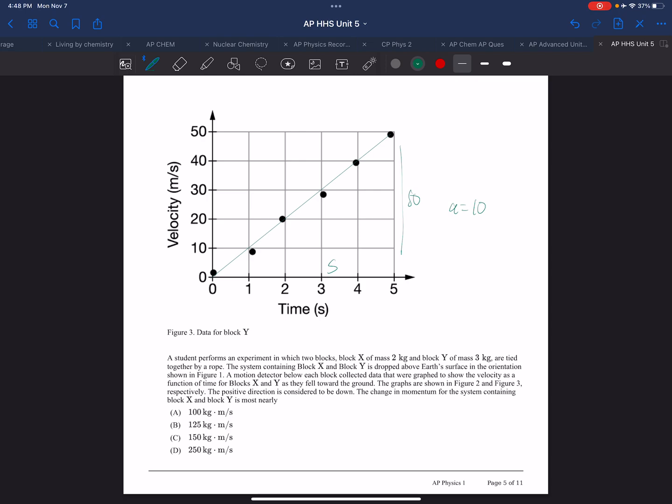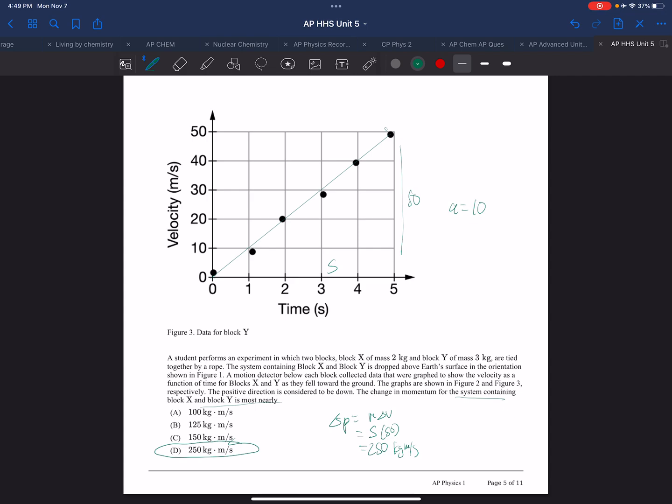The change in momentum for the system containing block X and Y is most nearly... Well, the change in momentum is m delta V. And the mass of the system is 2 plus 3, or it's 5. And the velocity for both of them goes from 0 to 50. So the change in velocity is 50, and that's 250 kilogram meters per second, which would be choice D.